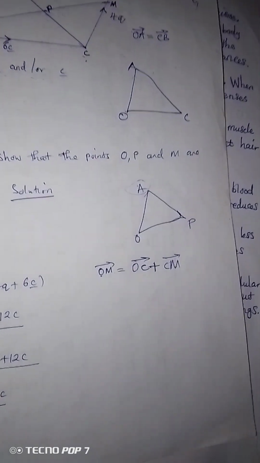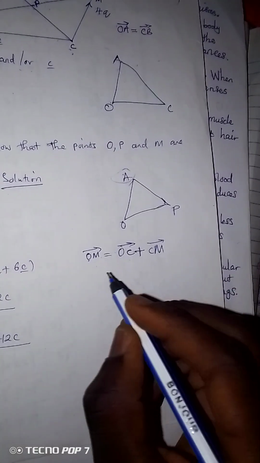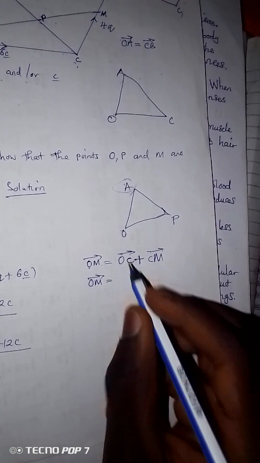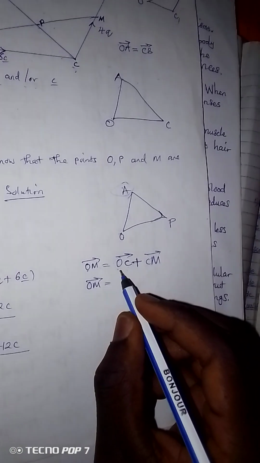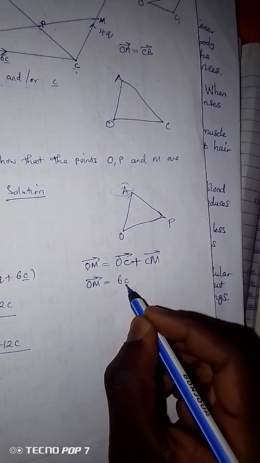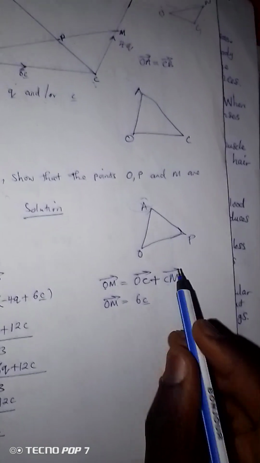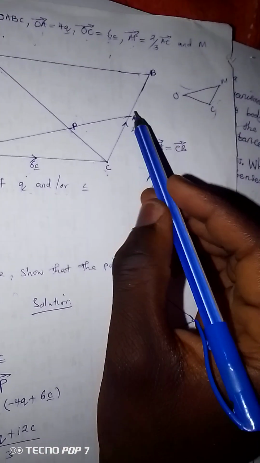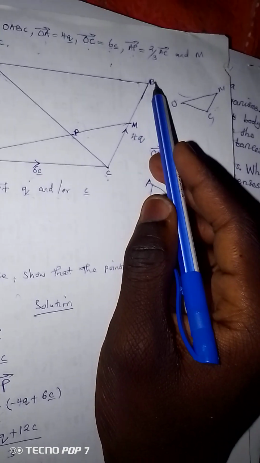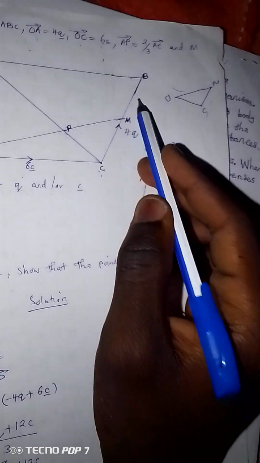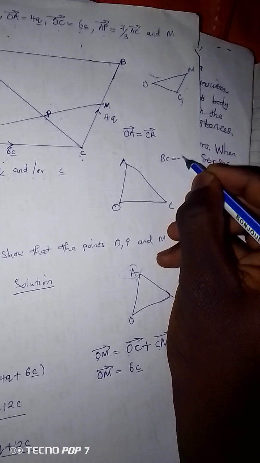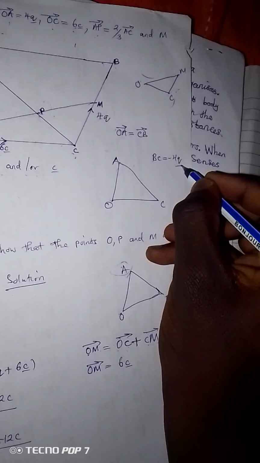Right? So now, what you're going to do is simply say OM is equal to OC. OC is 6c in the diagram here, you can say. Then CM. What's the value for CM? Here in the question they said M is the midpoint of what? Of BC. And you need to bear in mind that BC is equal to negative 4q. That's one thing you need to bear in mind.